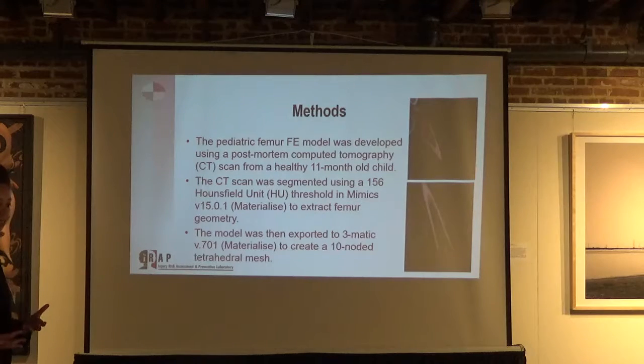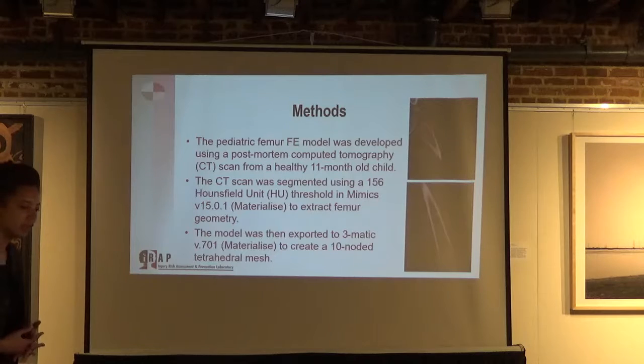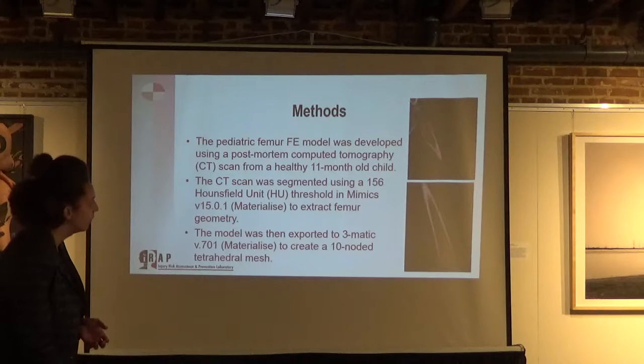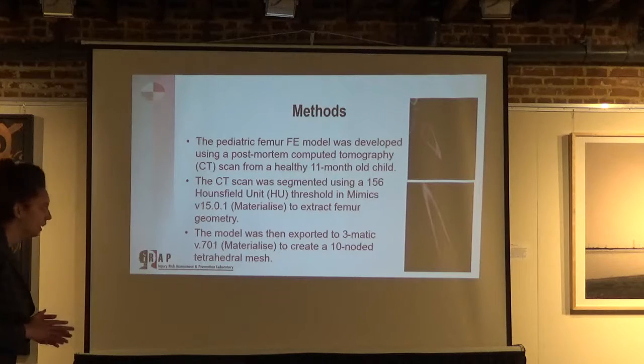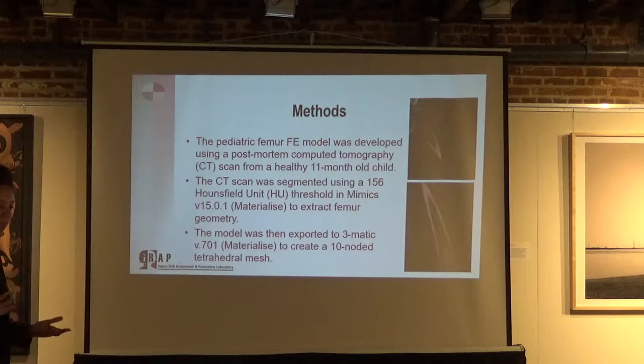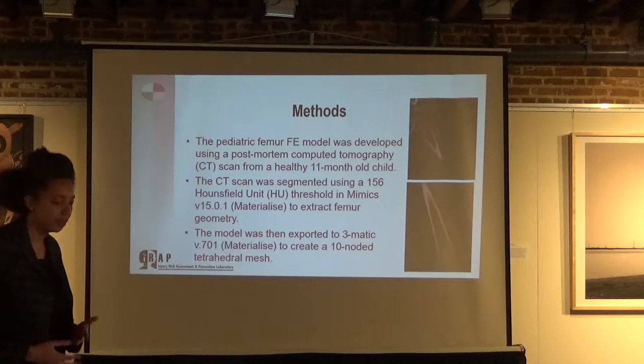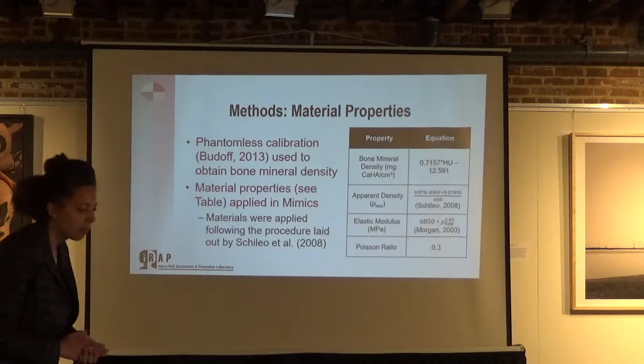So first we took a CT scan obtained from the University of New Mexico of a healthy 11-month-old child, and it's kind of hard to see, but the red here is an example of the segmentation from the CT scan, where we segmented it using a 156 Hounsfield unit threshold in Mimics, and then we exported it to 3-matic to create a 10-noded tetrahedral mesh.